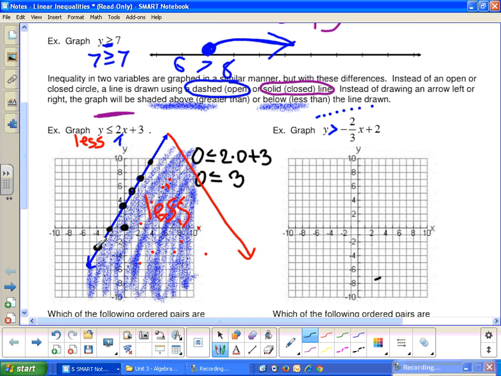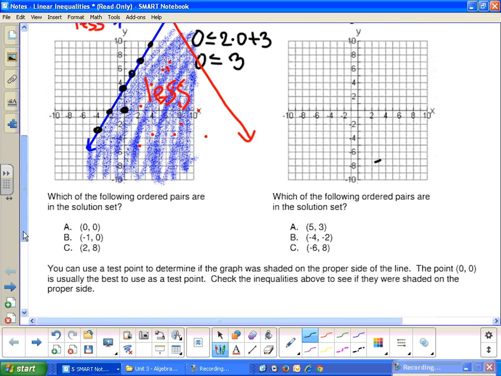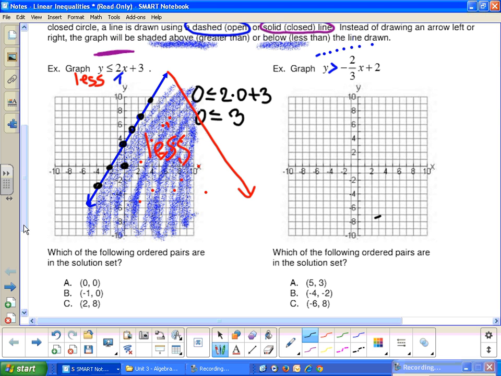So look underneath this graph. Is 0, 0 a solution? Yes. It's in the shaded area. Is negative 1, 0 a solution? Yes. Is 2, 8 a solution? No. So we did ask for solution sets. I could have picked any point in there, including the ones that are on this line. Those are solutions.